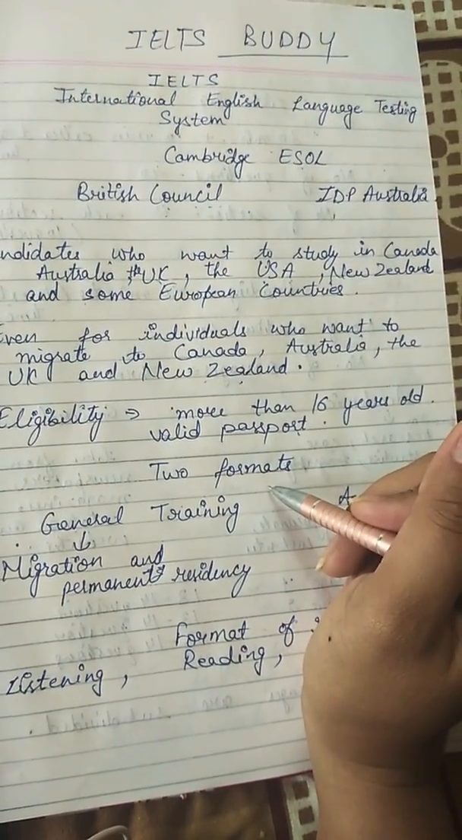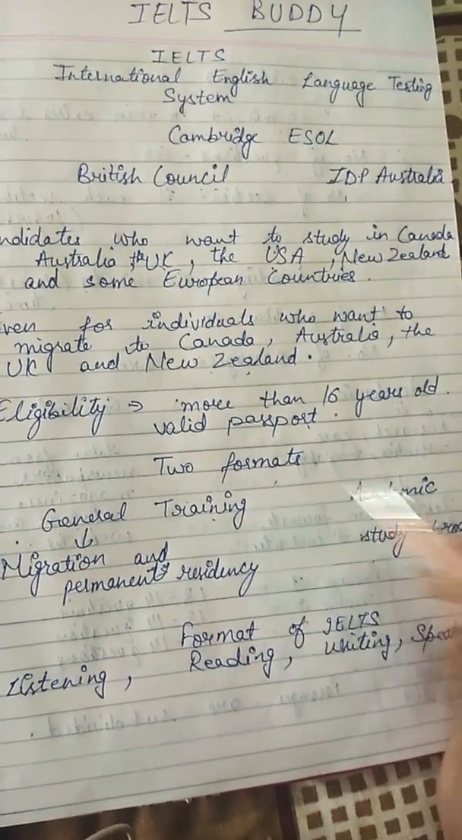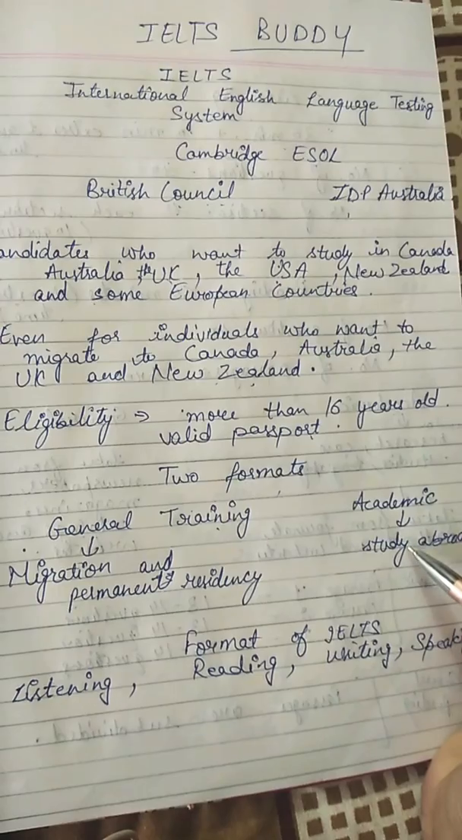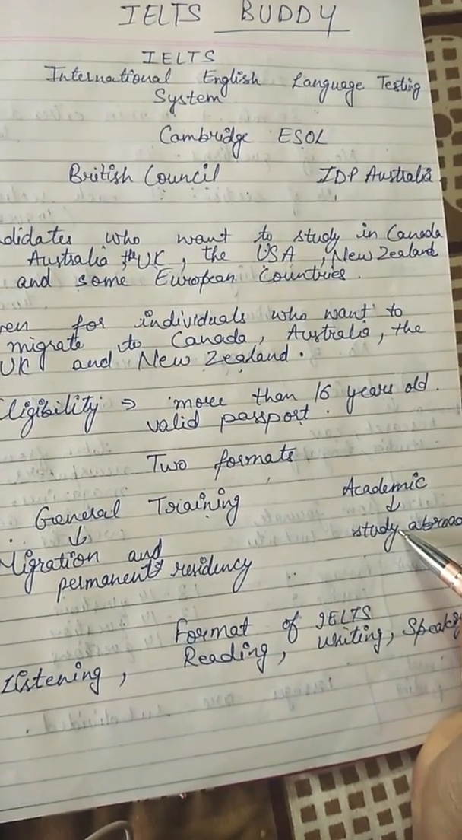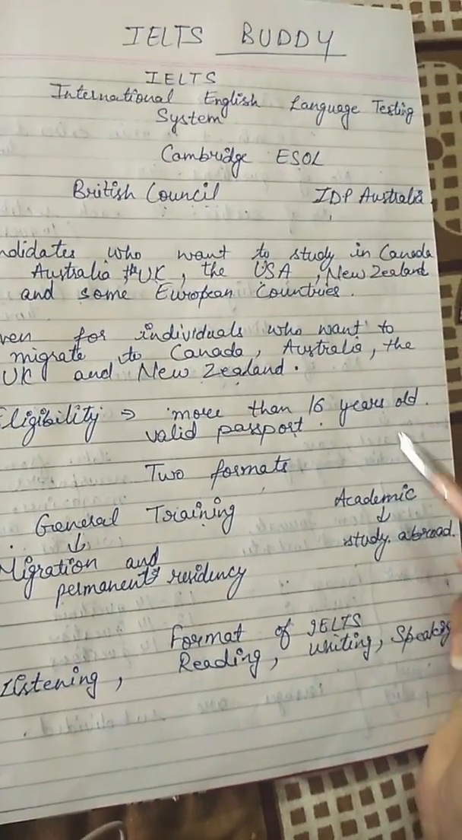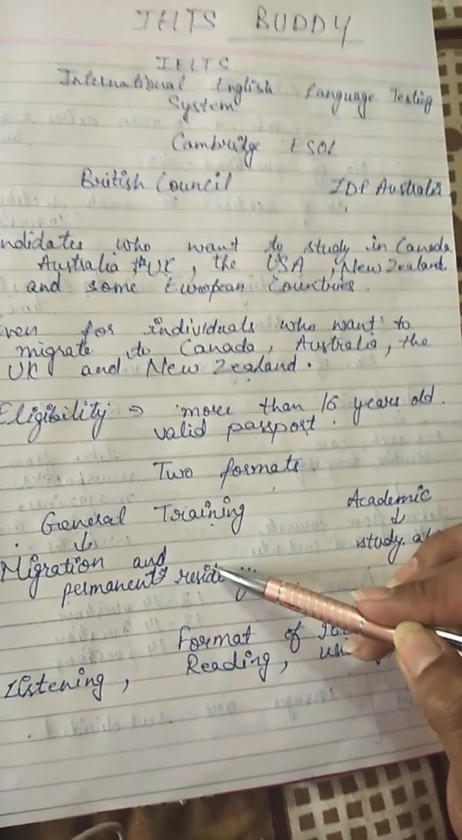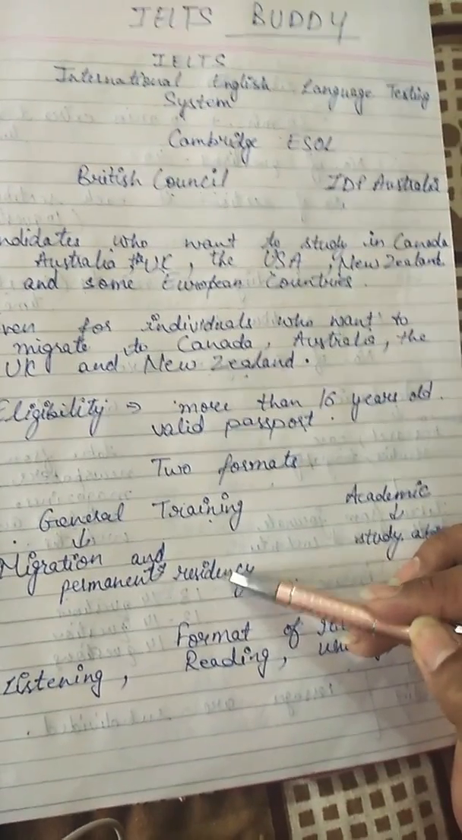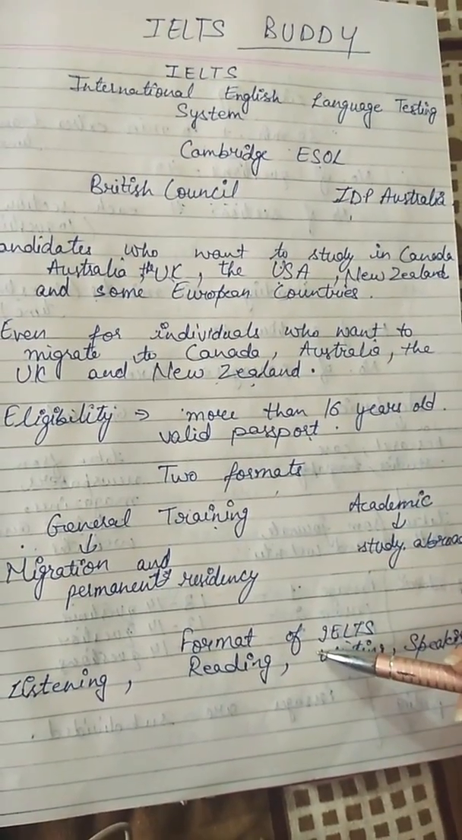Now let's talk about the formats of IELTS. It is for general training and for academic. Academic IELTS is for students who want to study abroad, and professionals like doctors, pharmacists and nurses also. General training is for candidates who want to migrate to the countries that we have earlier mentioned.